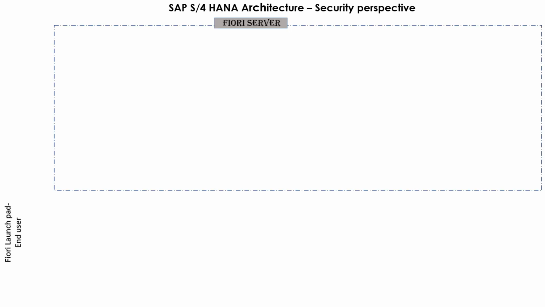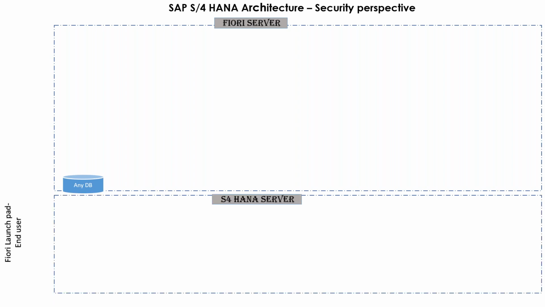Now, we will understand the background processing on how a Fiori app actually works. We have a Fiori end user who logs in and performs day-to-day operations. We have a Fiori server, which can be hosted on any database. Likewise, we have an S4 HANA server as well, which will be hosted on HANA DB only. This is the end user launchpad.